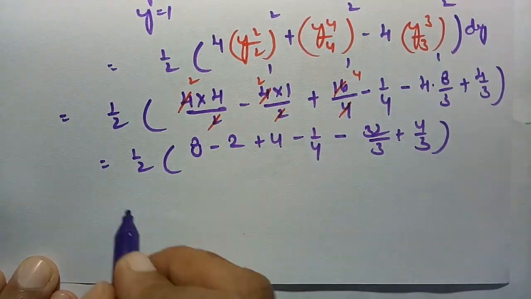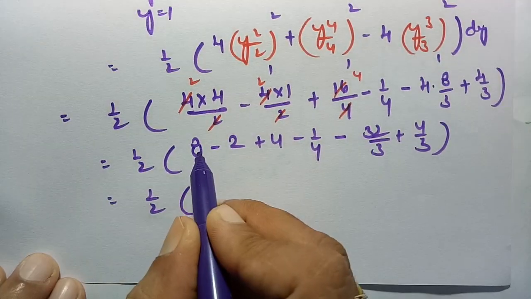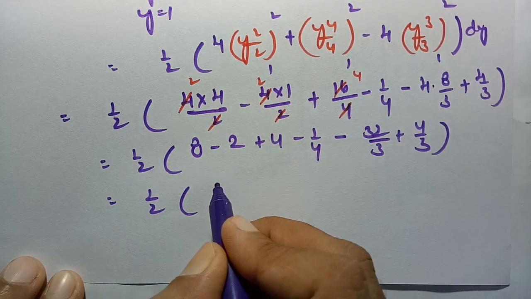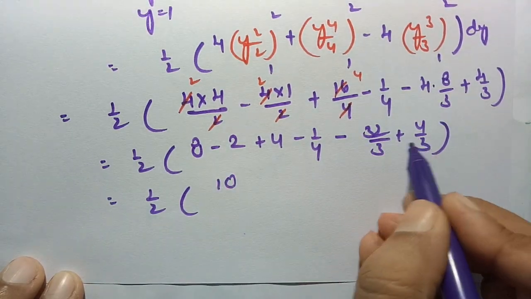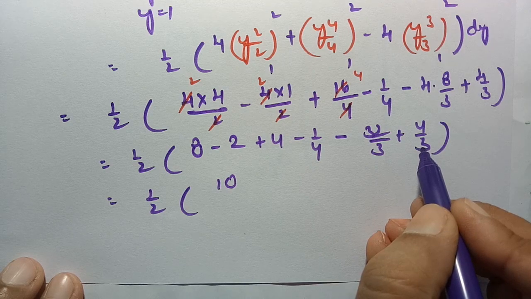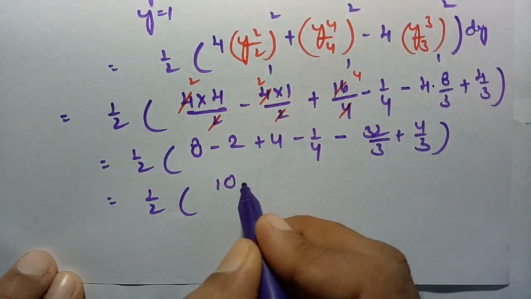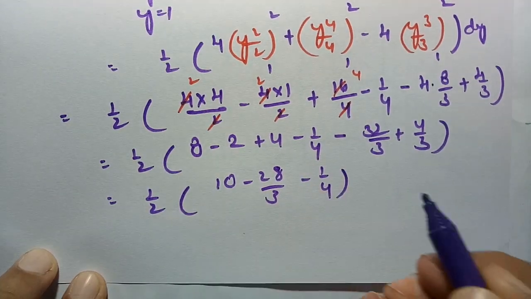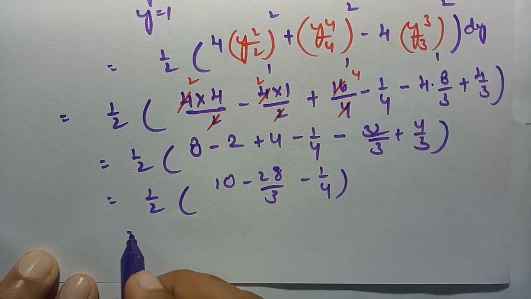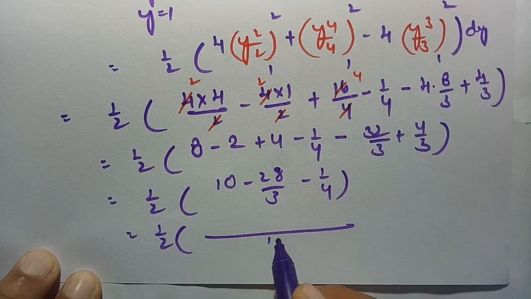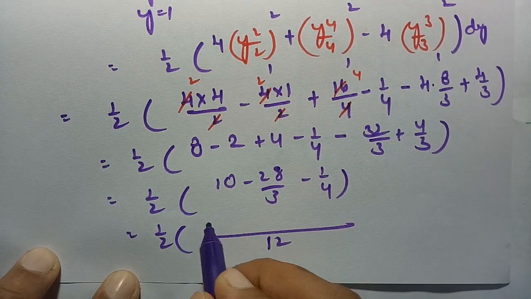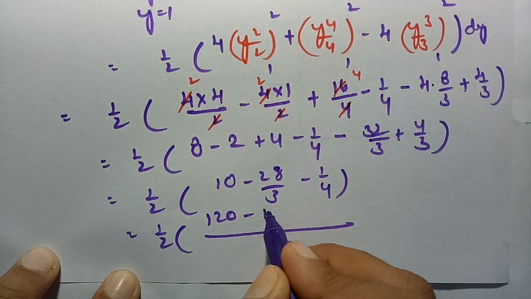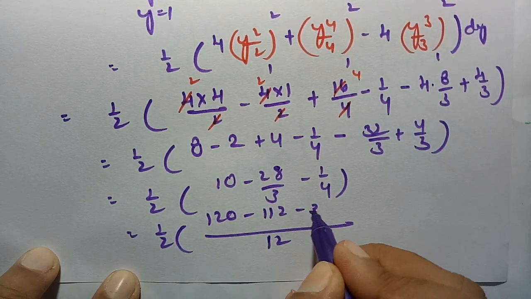And if you observe here, this will be half times of 8 minus 2, it is 6, plus 4, this will be 10. And here if I take 3 as LCM, this will be 28. This will be minus 28 by 3, and this is minus 1 by 4. And if I take 12 as LCM, this will be 120 minus 4 times 4 into 28, it is 112, minus this is 3.